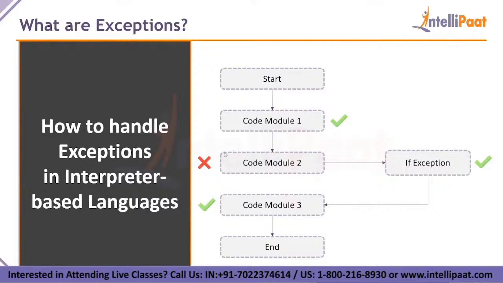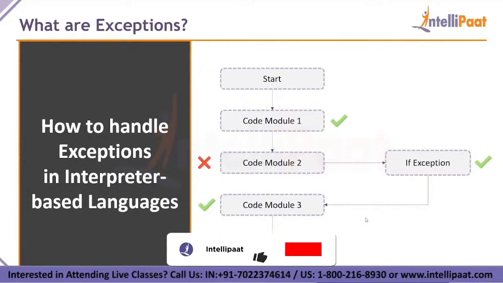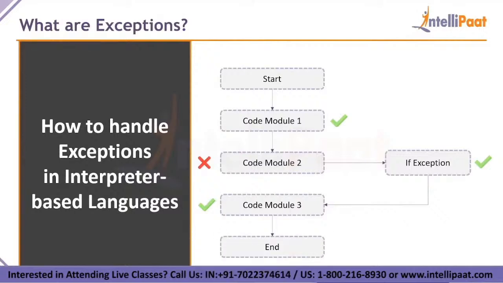So even if there is an error in code module 2, we have created a fail safe for that essentially in this if exception clause. Whenever there is an error which is encountered, we go to the if exception clause, and then the if exception clause continues on to code module 3, and we are able to execute the entirety of the program as much as possible without actually having to stop the execution at all, right? So this is how exception handling happens in a diagrammatic view.